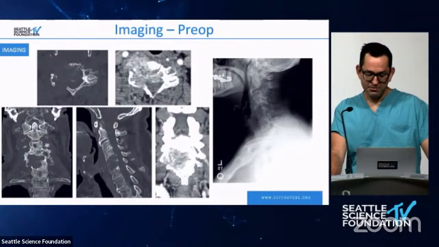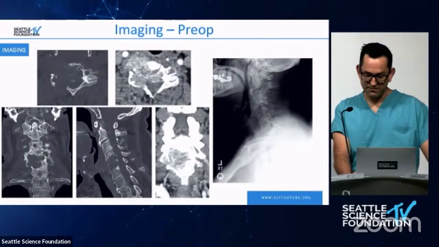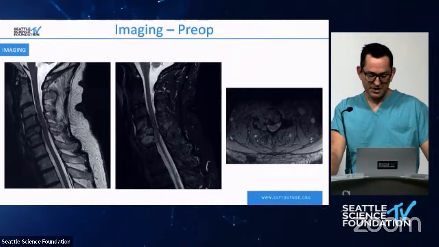It does extend posteriorly into the canal. However, it's not causing him significant compression or is very symptomatic. There on the x-rays, you can see he does have some collapse on that involved level. On his MRI, kind of showing the same things, you can see how he does have some vertebral body collapse with some retropulsion there and three-level involvement.